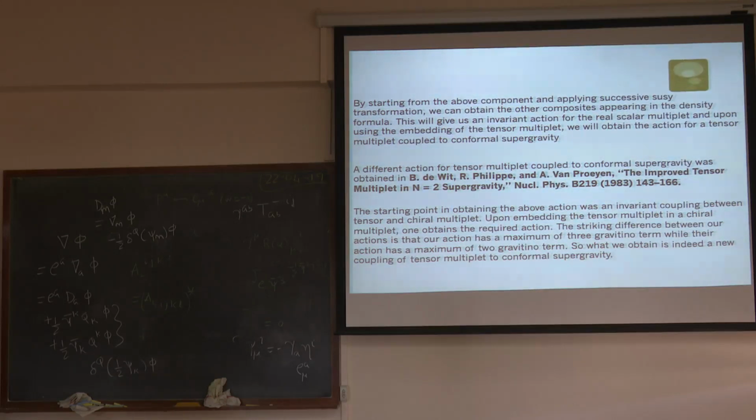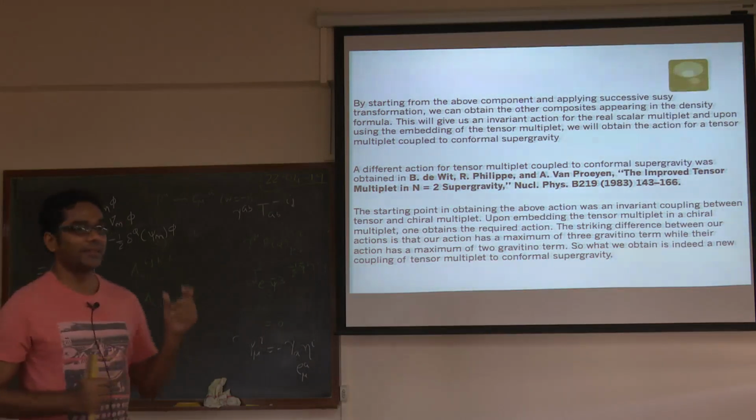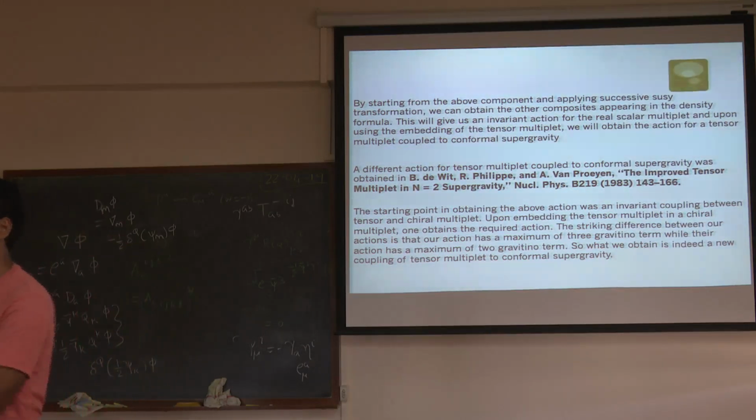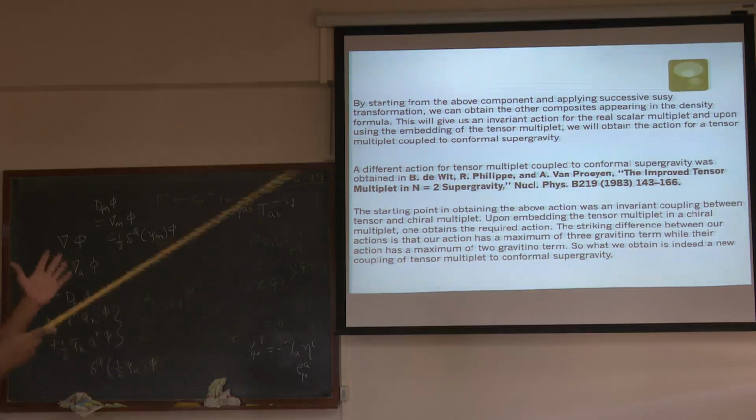And then what they do is they use a gauge invariant object of the tensor multiplet to write down a chiral multiplet. So, starting from the invariant action of chiral multiplet and tensor multiplet, and writing down a chiral multiplet from the tensor multiplet, they obtain an invariant action for the tensor multiplet. But that had the property that the maximum number of gravitini in that action was 2, whereas in ours the maximum number of gravitini is 3. Therefore, these two are indeed different actions, not related to each other by total derivatives or anything.